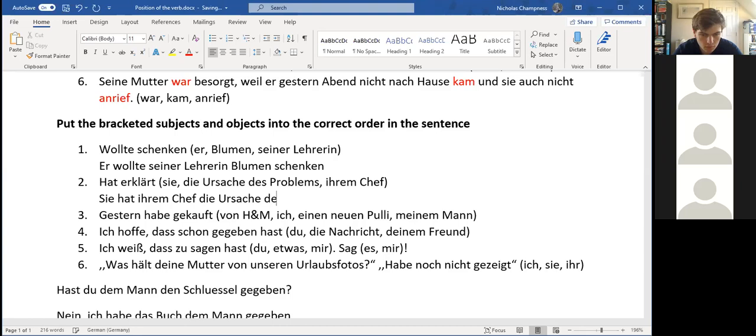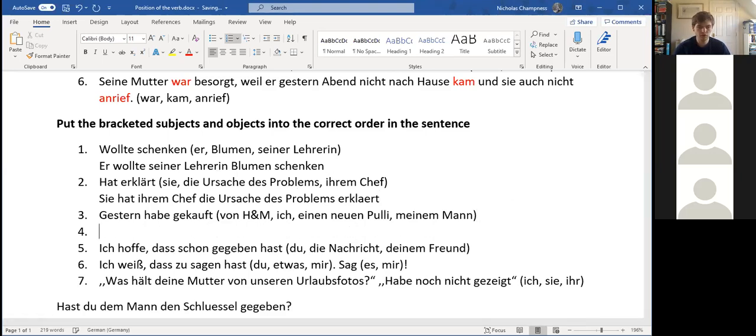I think you don't have to worry about there being a genitive in there, because the Ursache des Problems is a whole thing. It's the accusative object. You don't have to split it up into the origin, the reason of the problem. So you don't have to worry about there being a genitive. That doesn't affect the word order essentially. Now number 3.